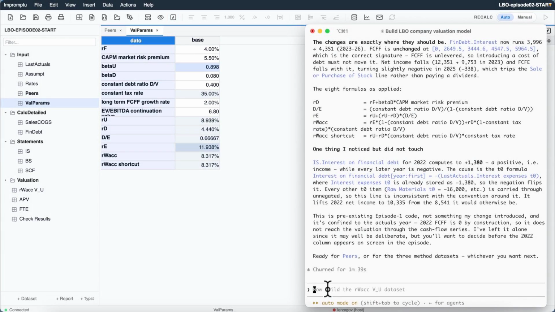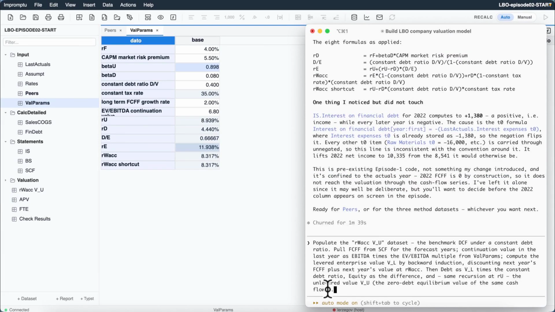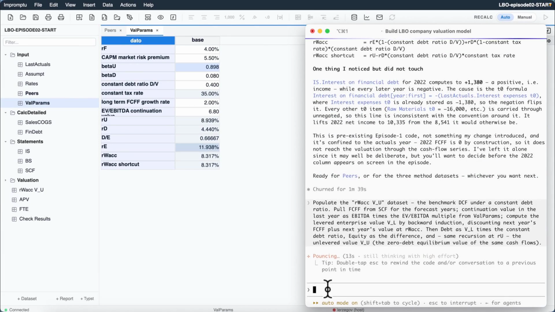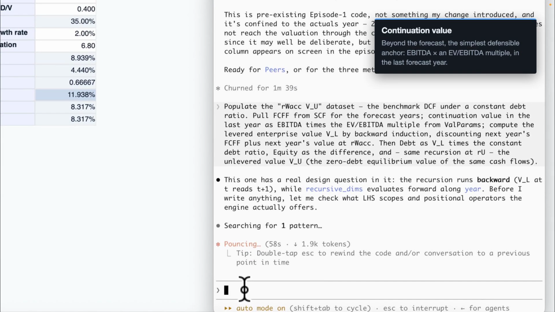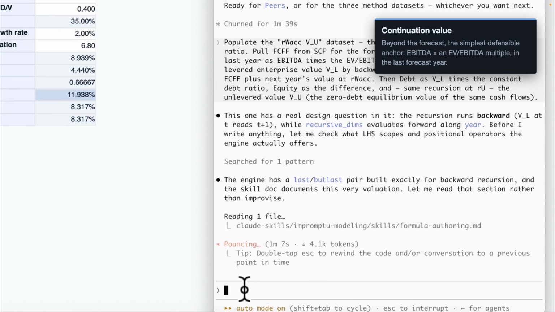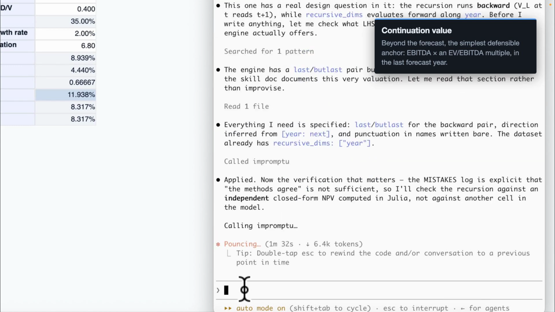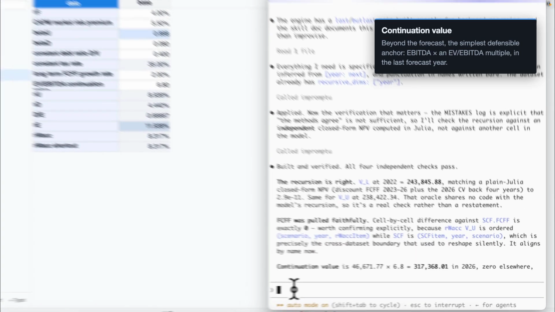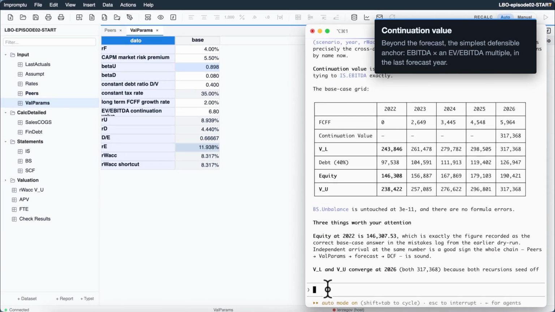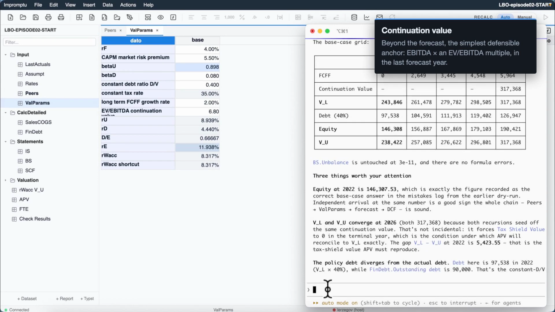Now the first actual valuation. I've asked for the benchmark, discount the free cash flow to the firm at the WACC and get the value of the whole company. 3 ideas are doing the work here, so let me name them while it builds. First, we can't forecast forever, so at the end of the horizon we drop in a continuation value, the last year's EBITDA times an EV to EBITDA multiple. A simple, defensible anchor for everything after the forecast.